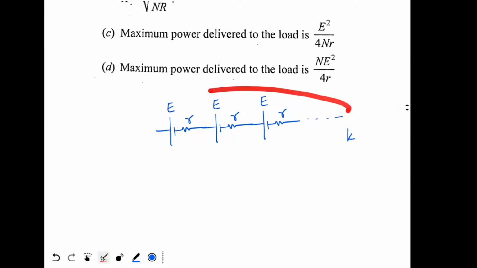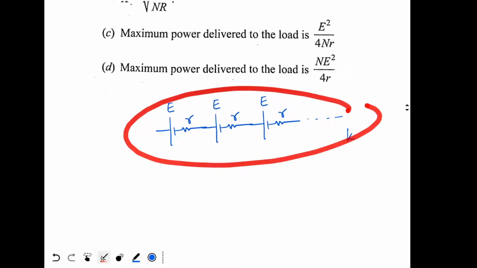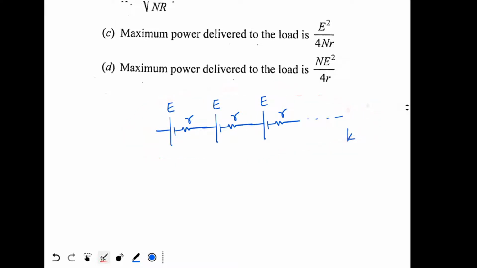So for this branch, what is the net EMF? When cells are connected in series, the EMFs get added together. So my net equivalent battery will have the net EMF KE, and the equivalent resistance will also be KR because all the resistors in this branch are in series.